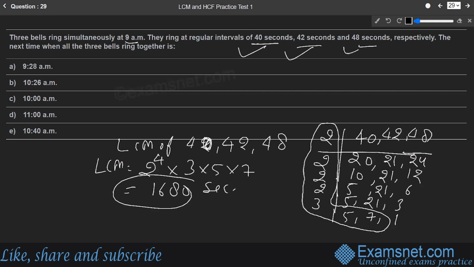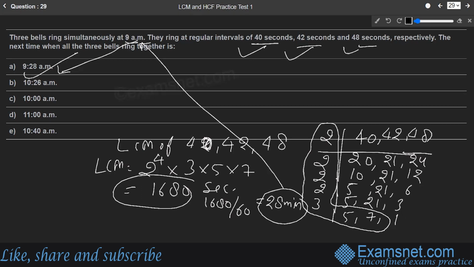So we can easily convert this seconds into minutes. How can we convert that? By dividing it by 60. So if we divide it by 60, we're going to get 1680 divided by 60, because 1 minute has got 60 seconds. So how many minutes are there in 1680 seconds? We have to divide it by 60, which comes out to be 28 minutes. So 28 minutes after 9 a.m., they will be ringing together again. So that will obviously be the time of 9:28 a.m., and it has become the right answer for us.